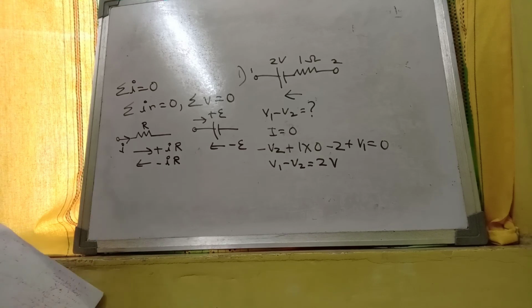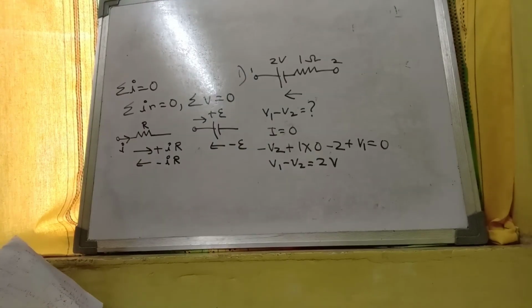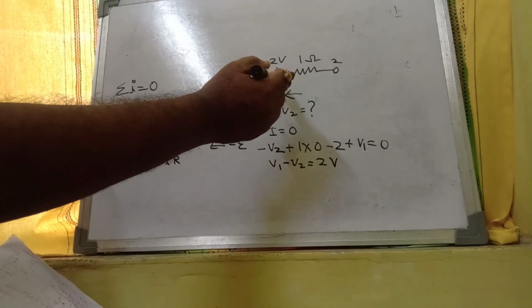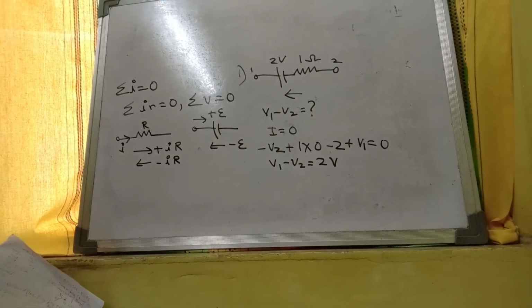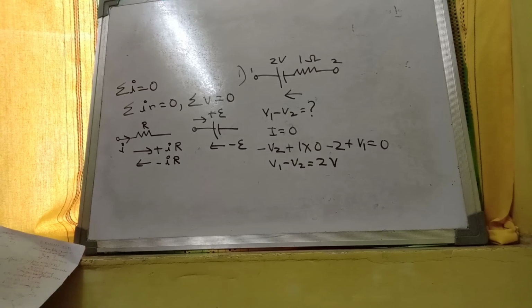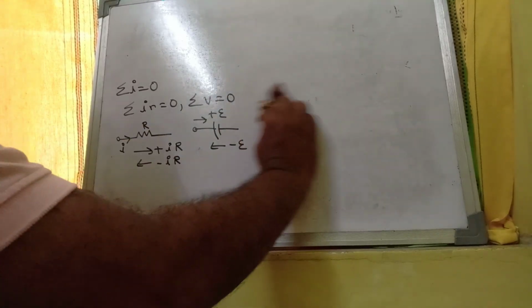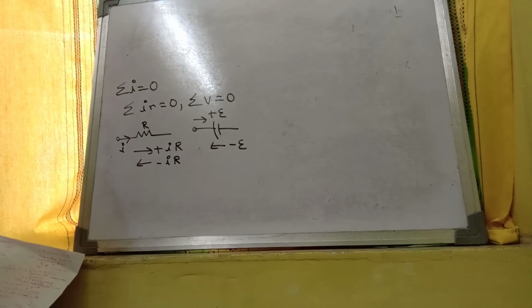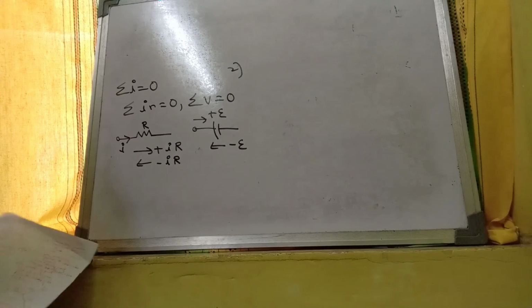Now I am going to the next sum. Minus V2, plus 1 into 0, following my path and this sign convention, so minus 2 because I'm coming this way, plus V1 is equal to 0. Now I'm doing the next sum. The second circuit is also open.